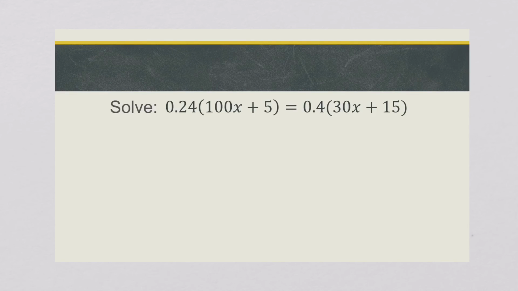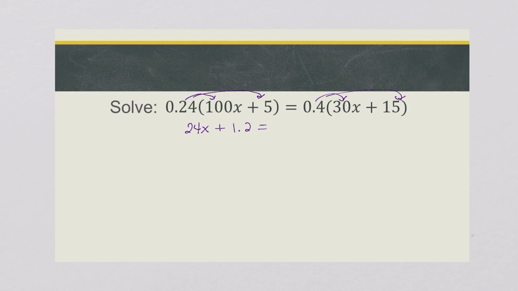Okay, so let's just throw some decimals at you. Again, these aren't that bad. As long as you've got your calculator in front of you, it's okay to use it. Just make sure you're still showing your steps. You can go ahead and do the math on the calculator. So 0.24 times 100x is 24x. 0.24 times 5. I'm doing that on the calculator. 0.24 times 5, and I get 1.2. So plus 1.2. Now I'm going to distribute this over here.